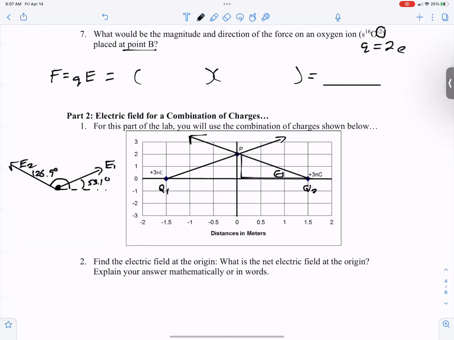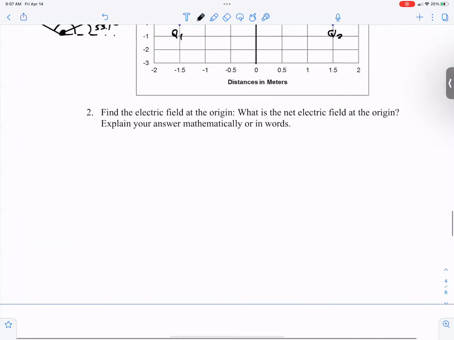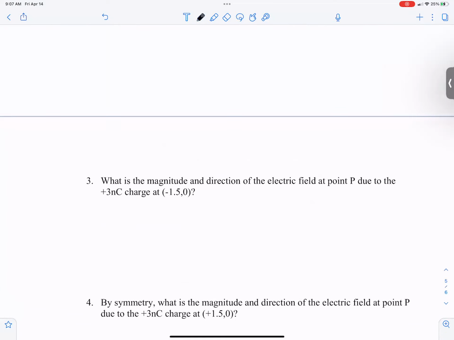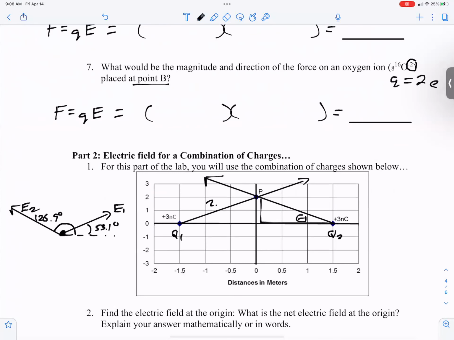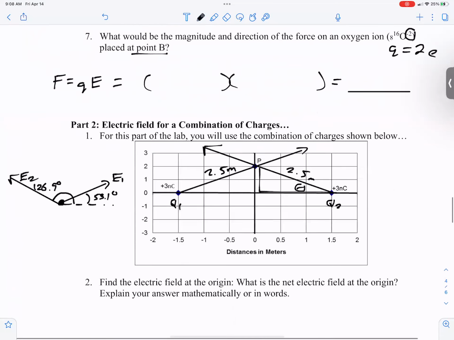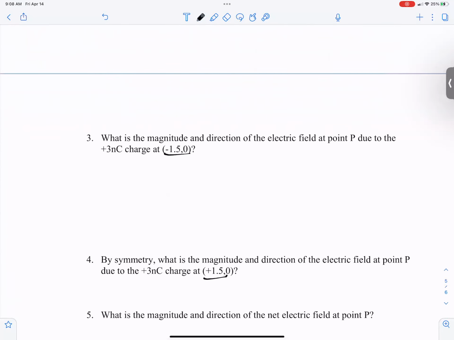Part 3, what is the magnitude and direction of the electric field due to the point charge on the left? And then we're going to figure it out due to that on the right. Remember the distance to each one is going to be 2.5. We calculated this earlier in part 1.